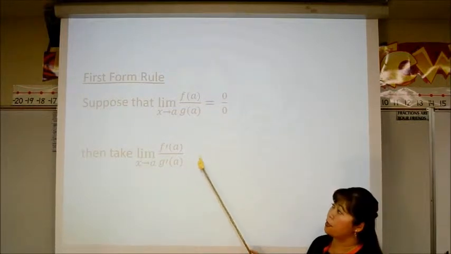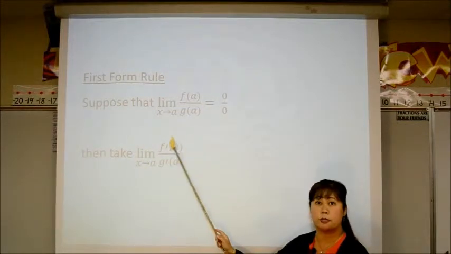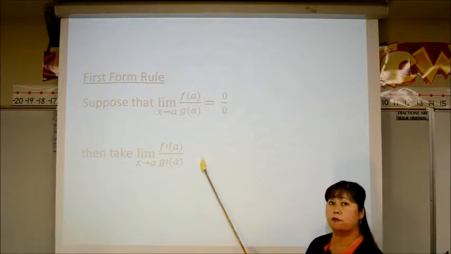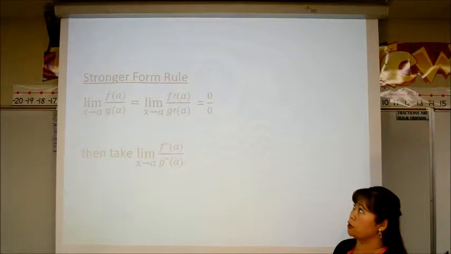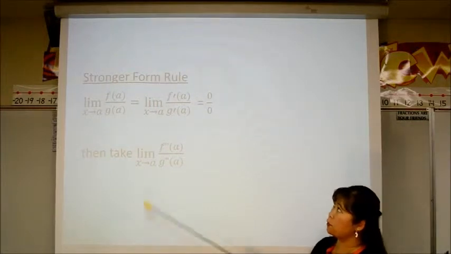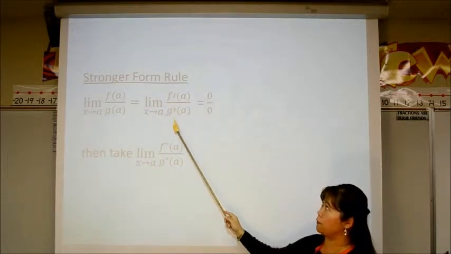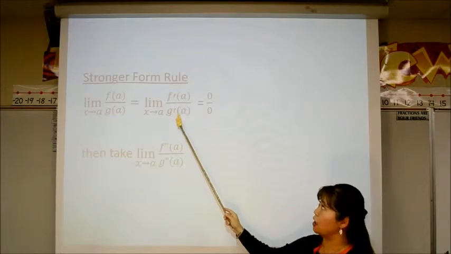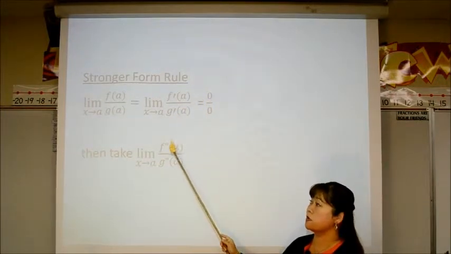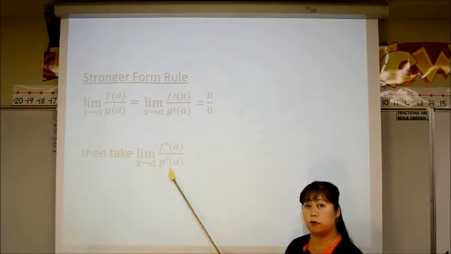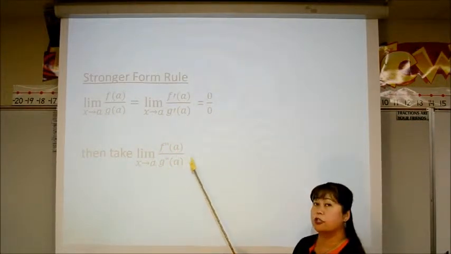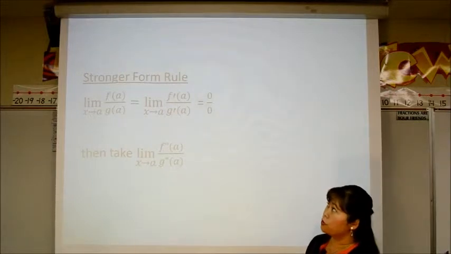Now if it's still on this type of problem right here, if you try to do your L'Hopital's, and it still comes out to something over 0, or 0 over 0, then you're going to go to a second form, which we call the stronger form. And the stronger form basically says that if you took the first derivative for both the f and the g, and it still came out to 0, you're going to go to the second derivative. So you're going to do the second derivative on the numerator, the second derivative on the denominator, and again, this should work out now. Okay, so let's try an example.